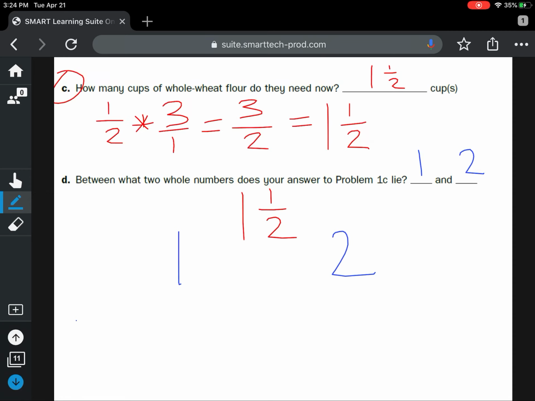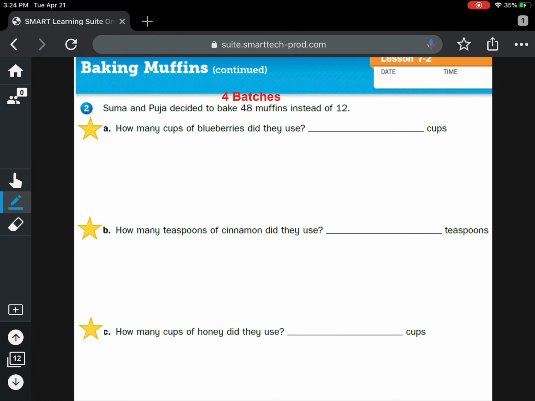All right, let's move on to the part that you have to do on your own. You're going to work on problem number 2, still all about the muffins. It says Suma and Pooja decided to bake 48 muffins instead of 12. Make a note to yourself up at the top: 48 muffins really just means 4 batches. So instead of tripling it or multiplying everything by 3, if they're going to make 4 batches, you're going to multiply everything by 4 this time.